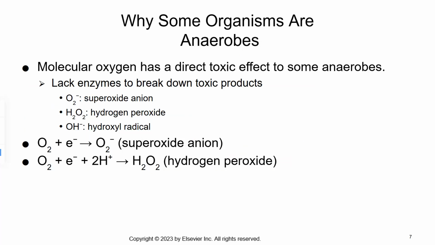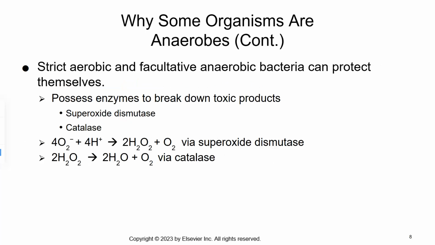Molecular oxygen has a direct toxic effect on some anaerobes. Anaerobes lack enzymes to break down those toxic products. The main toxic products are superoxide anion, hydrogen peroxide, and hydroxyl radical. They require antioxidants in order to break them down, but they don't have those antioxidant substances and they don't have appropriate enzymes to break those down.